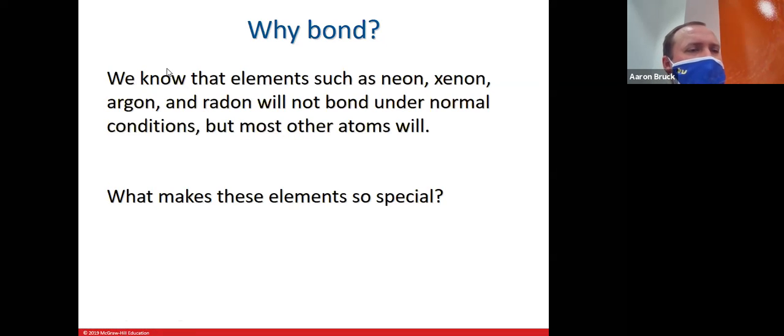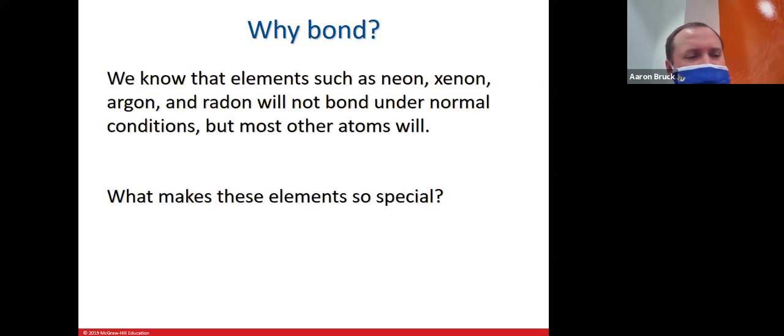But now we get to the real heart of the matter. We know that bonding exists, but we really don't know why things bond. To answer the question of bonding, we're going to have to answer the question of non-bonding. Because if we cannot figure out why some things do not bond, it might give us some insight as to why things bond in the first place. So we know our noble gases, neon, xenon, argon, radon, these elements do not bond. They are chemically inert unless under really, really dire circumstances.